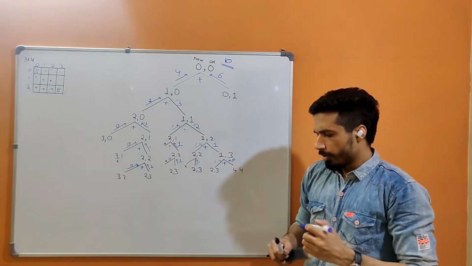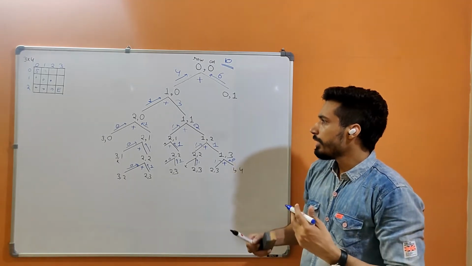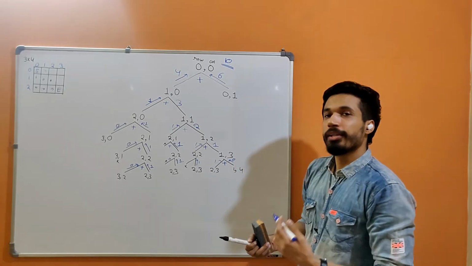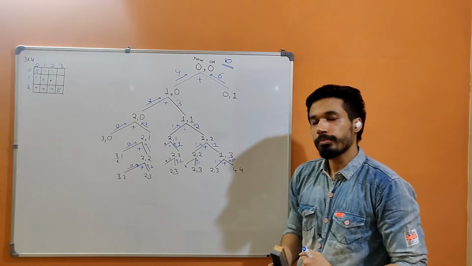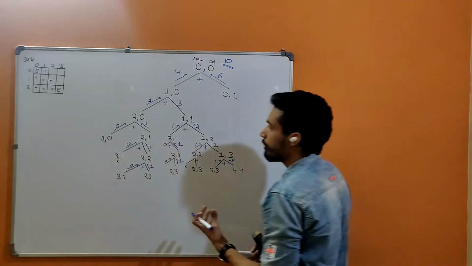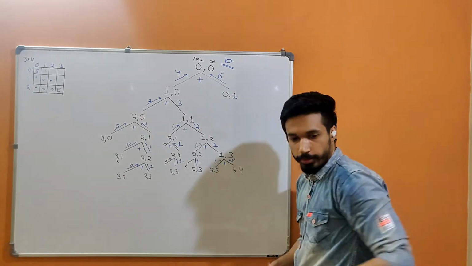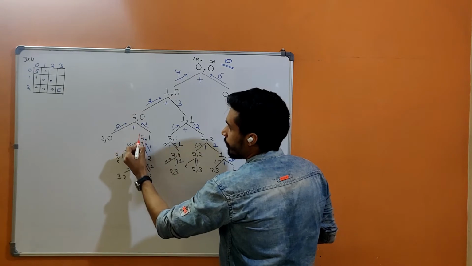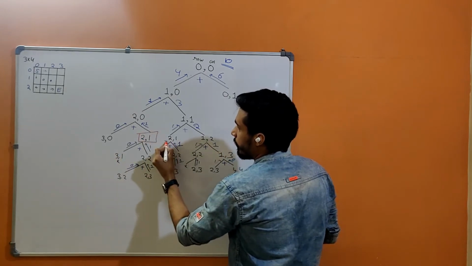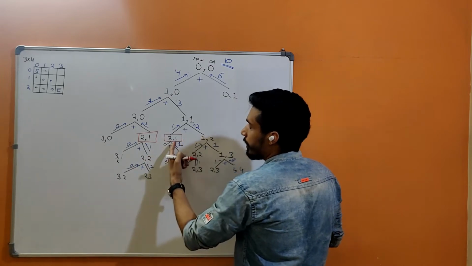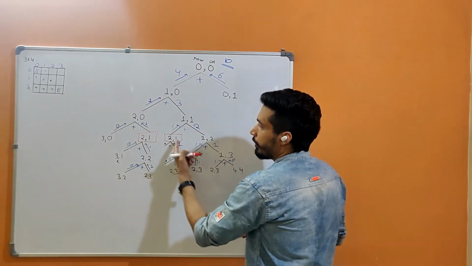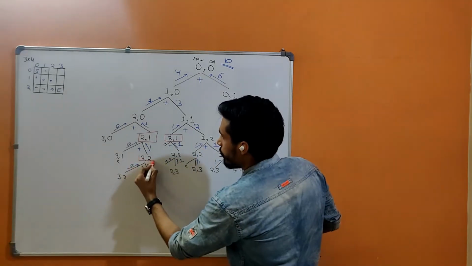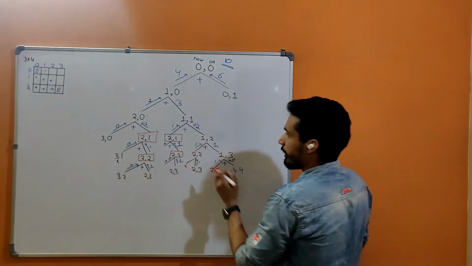Now we need to think about dynamic programming: is there any overlapping subproblem, or subproblems that are repeating again and again? If you closely look into this solution, you can see, let me use a different marker, that position 2 1 is repeating again, 2 1 and 2 1. Also, 2 2 is repeating multiple times, right?